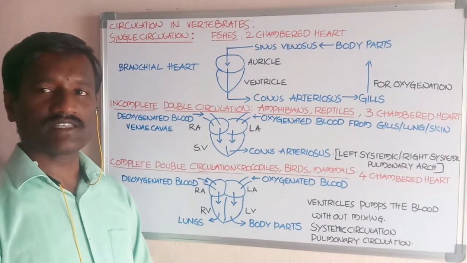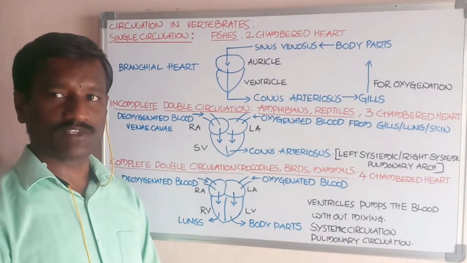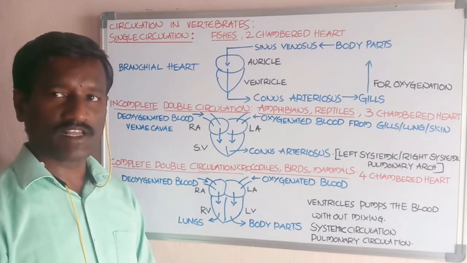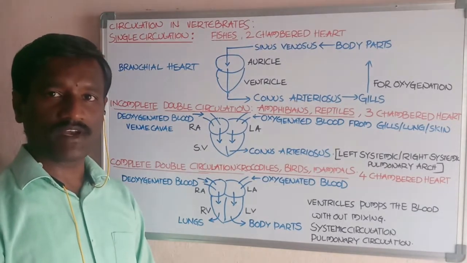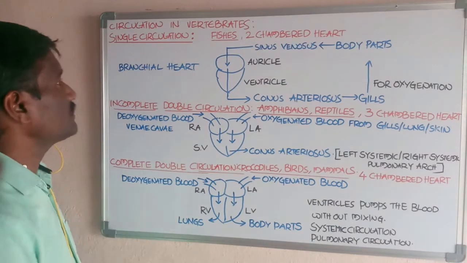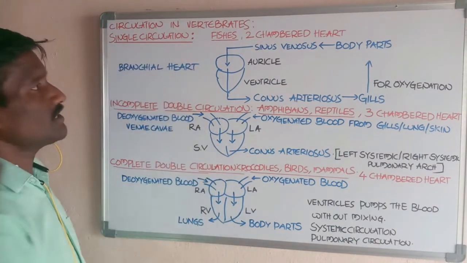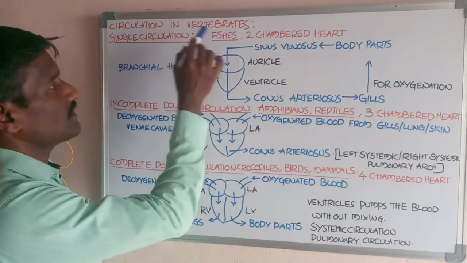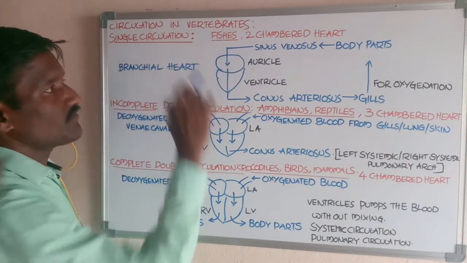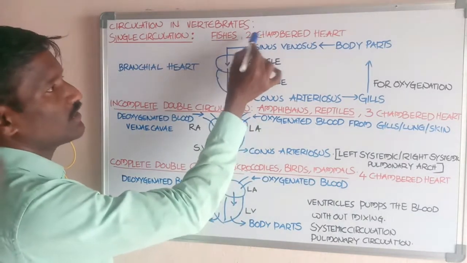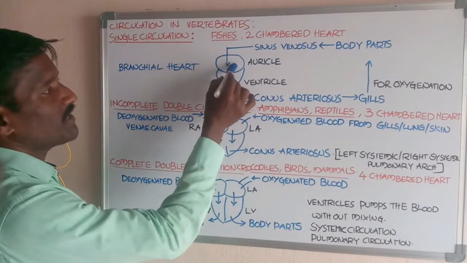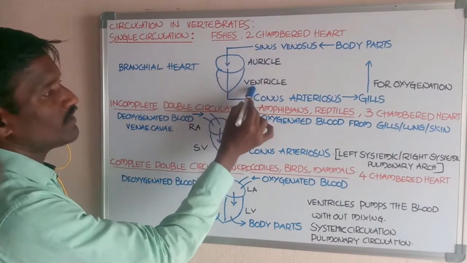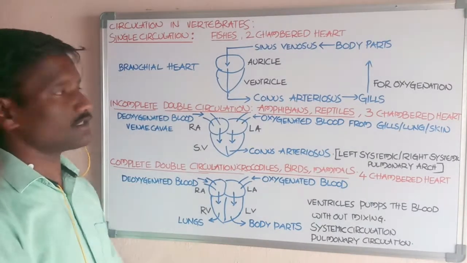This is explained with three types of circulation: single circulation, incomplete double circulation, and complete double circulation. The first one is single circulation. Single circulation is present in fishes, which have a two-chambered heart. Of these two chambers, the upper chamber is called the auricle and the lower chamber is called the ventricle.